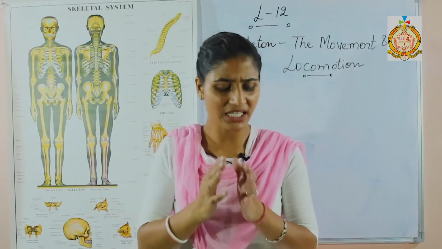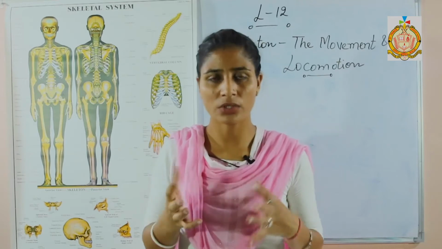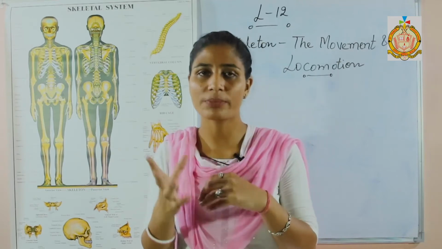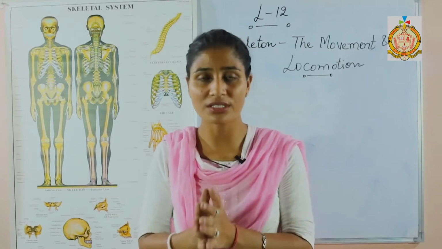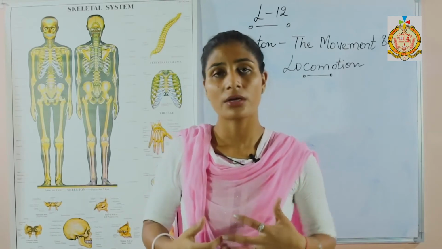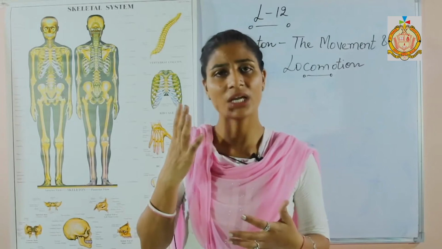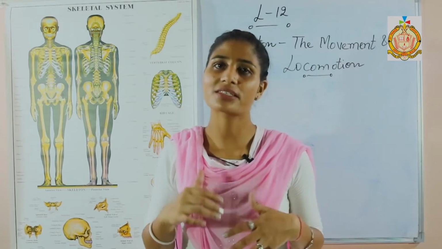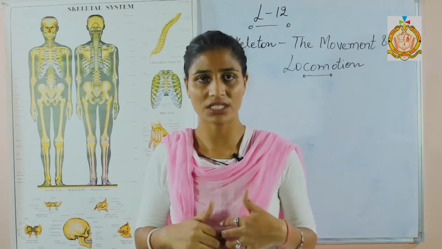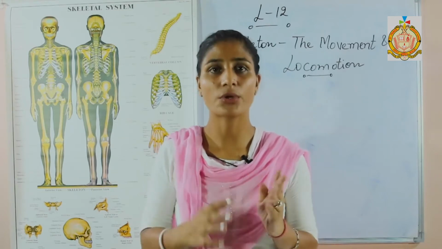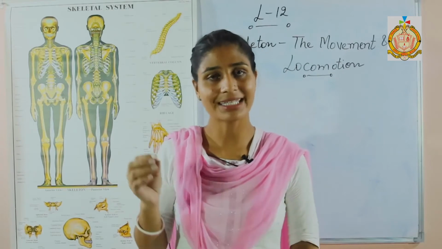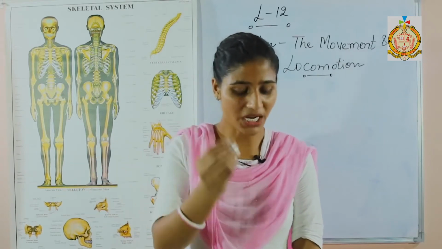Partially movable means they show partial movement. Small movements they show, but they are not free to move, so those are known as partially movable joints. For example, our ribs: whenever we are inhaling or exhaling, they show some movement, moving outward and inward, so they give some kind of movement but not free movement. That's why they are known as partially movable.